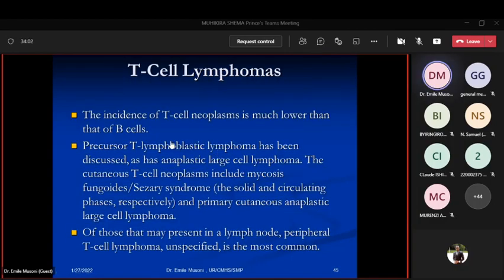T-cell lymphoma. The incidence of T-cell lymphoma is much lower than that of B-cell. A precursor T-cell lymphoblastic lymphoma has been discussed, and also anaplastic large cell lymphoma. There are some cutaneous T-cell lymphomas that include mycosis fungoides, Sézary syndrome, and the primary cutaneous anaplastic large cell lymphoma.